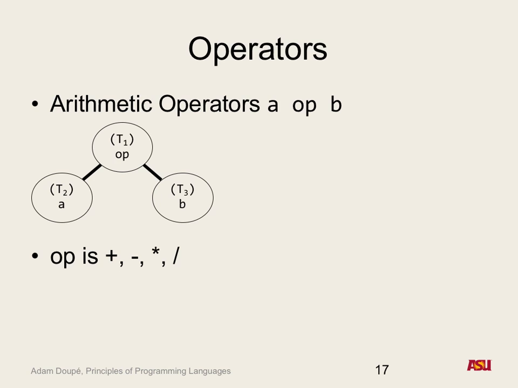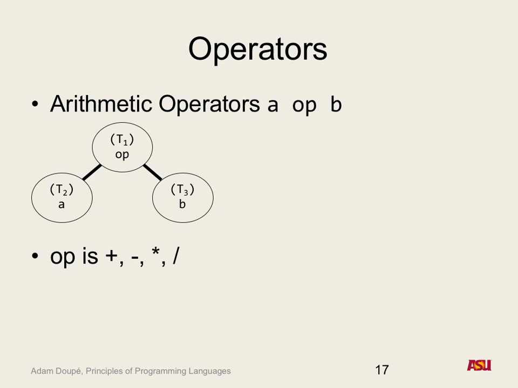T2 has to be what? T2 and T3 have to be the same. So in our language, yes, we're going to say that they have to be the same. You cannot apply addition to an int and a float, or an int and a real, sorry, or an int and a string. They have to be the same.